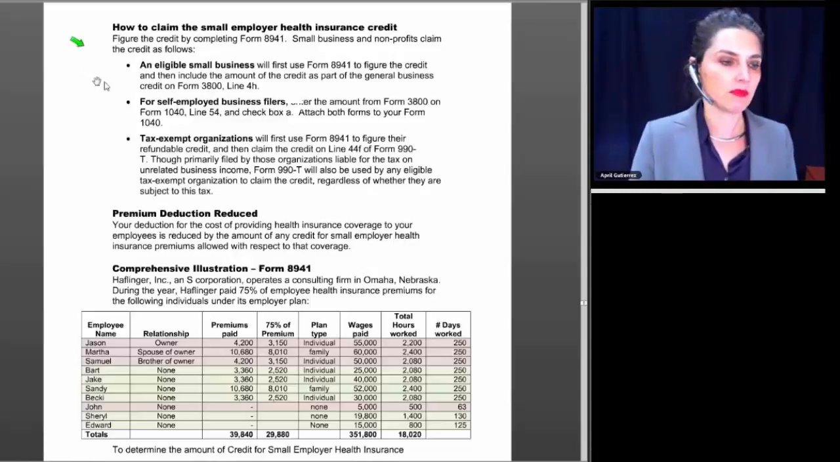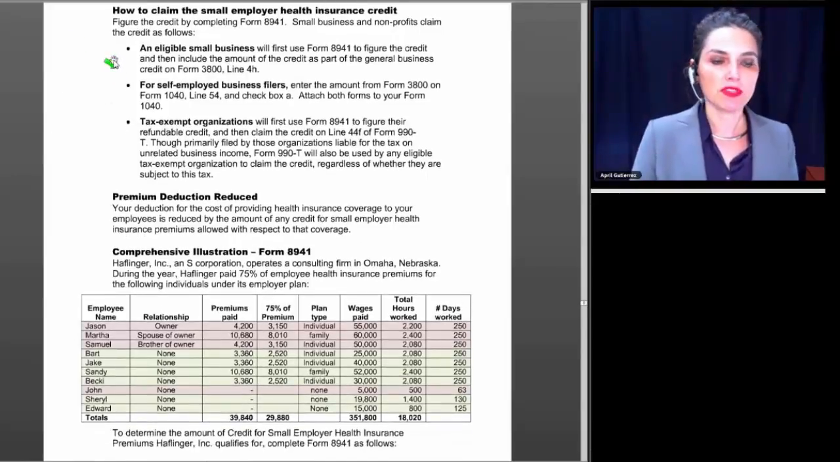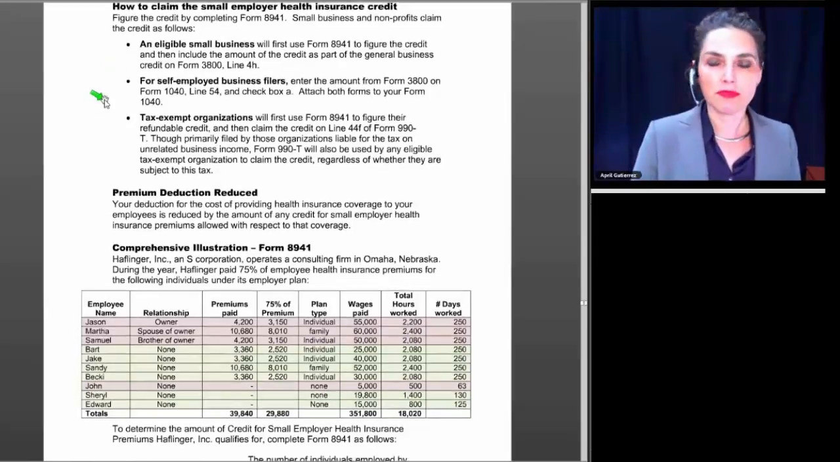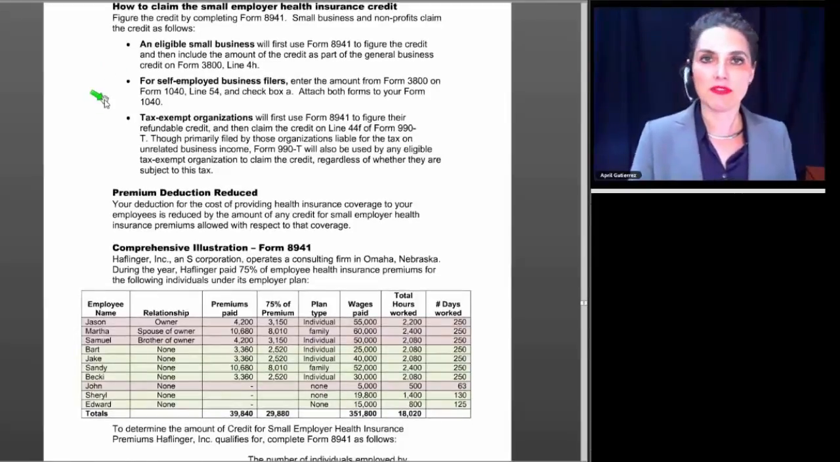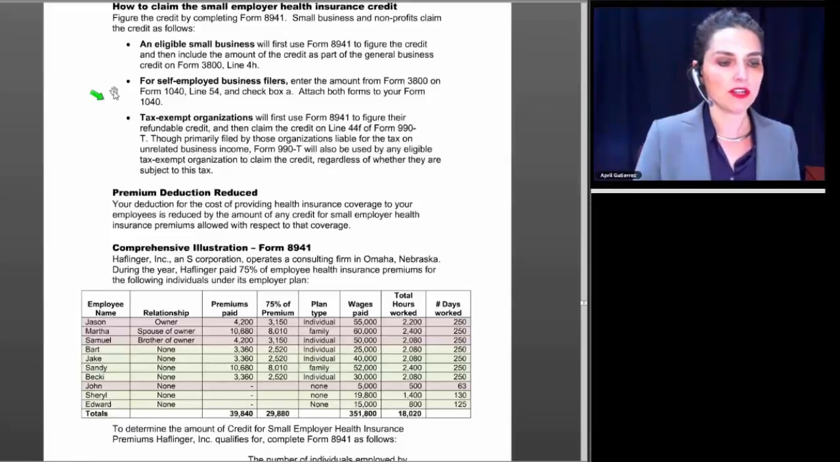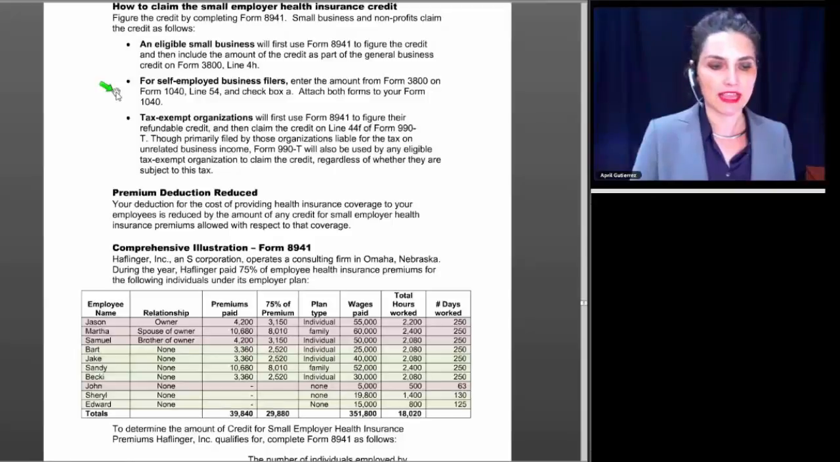Small businesses and nonprofits can claim the credit as follows. An eligible small business will first use Form 8941 to figure the credit and then include the amount of the credit as a part of the general business credit on Form 3800, line 4h. For self-employed business filers, enter the amount that you entered on Form 3800 on your Form 1040, line 54, and then check box A. Attach both forms to your 1040.